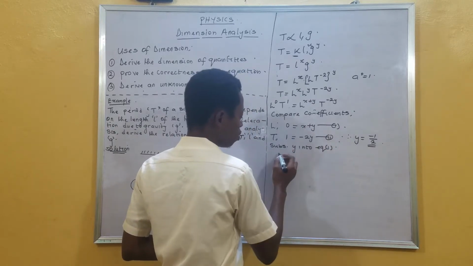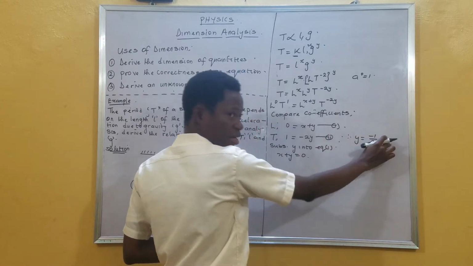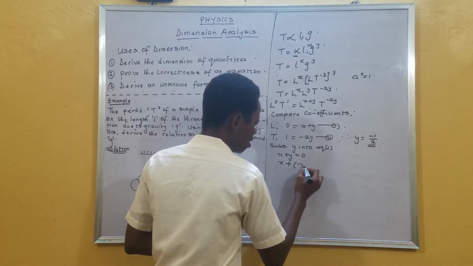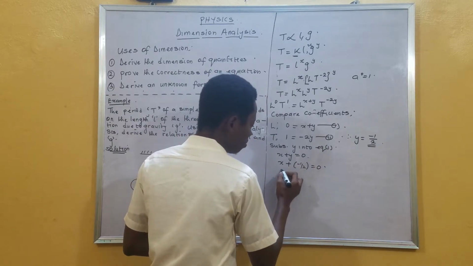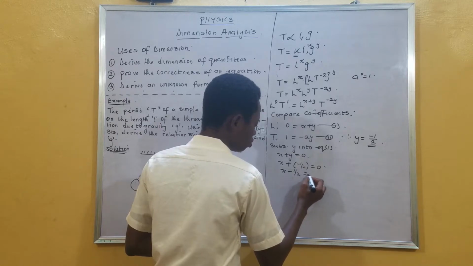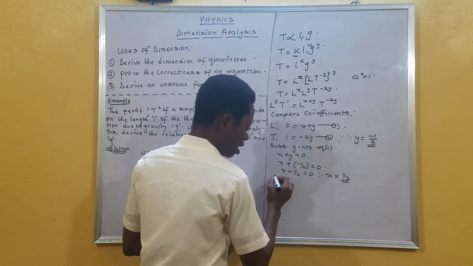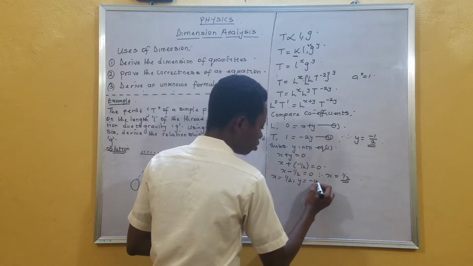In my equation 1, I have x plus y equals 0. And what's my y here? Minus half. So x plus minus half equals 0. Plus times minus is minus, so x minus half equals 0. Therefore, my x becomes half. So I now have my x becoming half and my y becoming minus half.